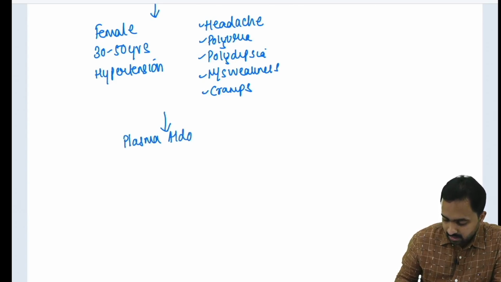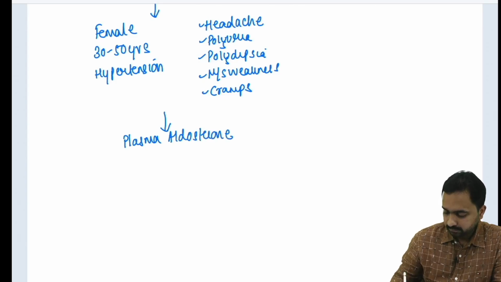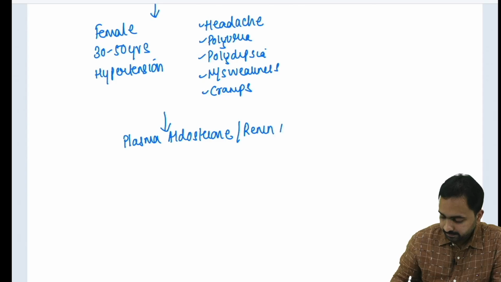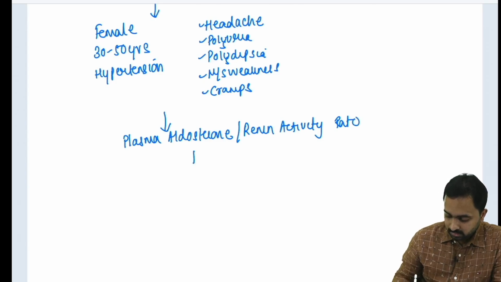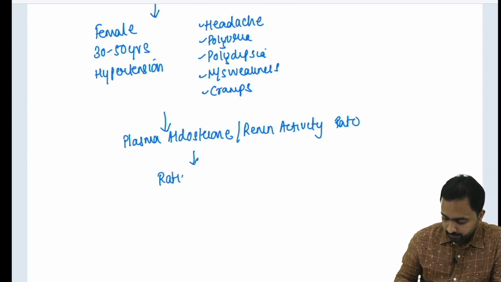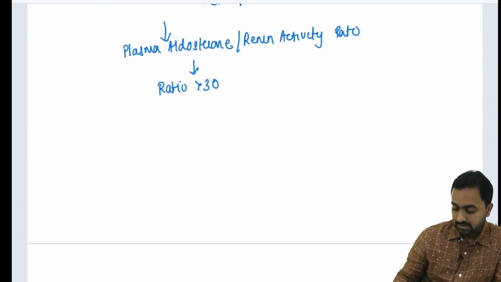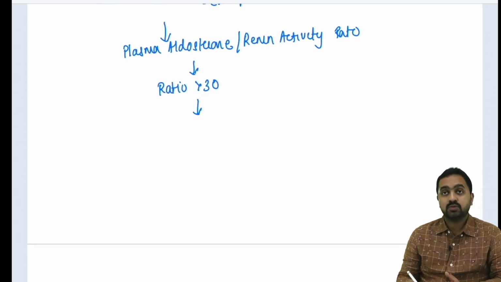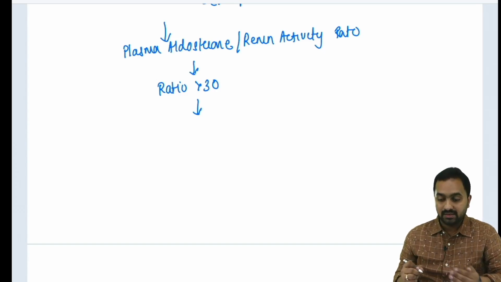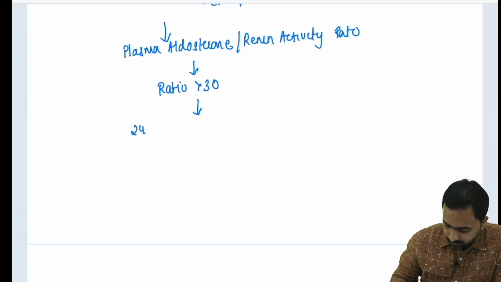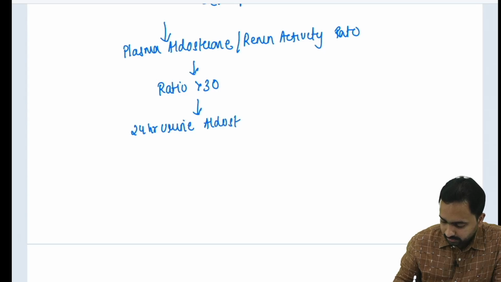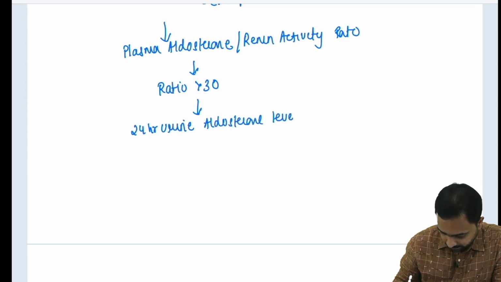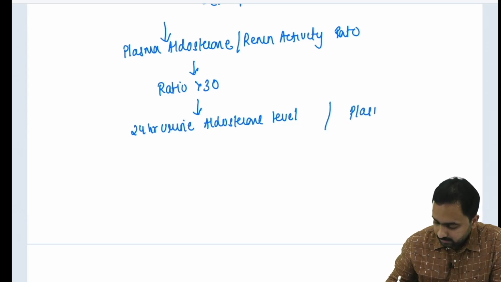So then we proceed to the biochemical investigation, which includes plasma aldosterone and renin activity ratio. So if the ratio is more than 30, then we proceed to the further confirmatory biochemical investigation, which is 24-hour urine aldosterone level and plasma aldosterone level.